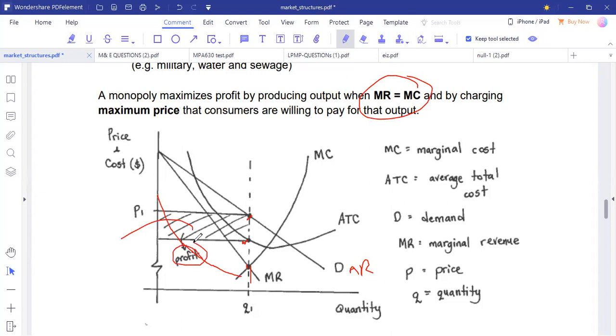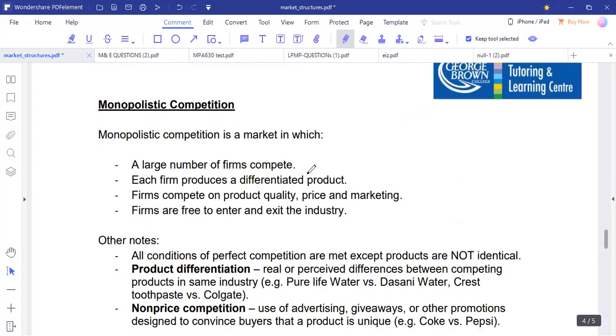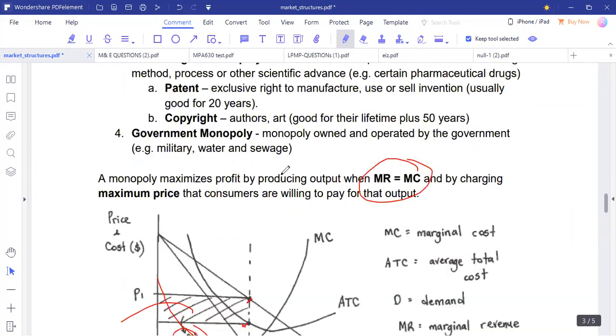So it makes abnormal profits in the short run. So this is how the curve looks like. So when we go to the characteristics, we say there are a large number of firms. There's only one firm in here.